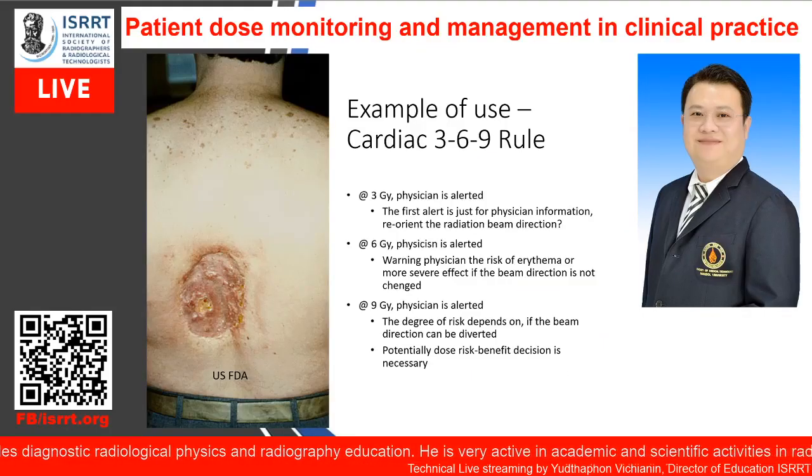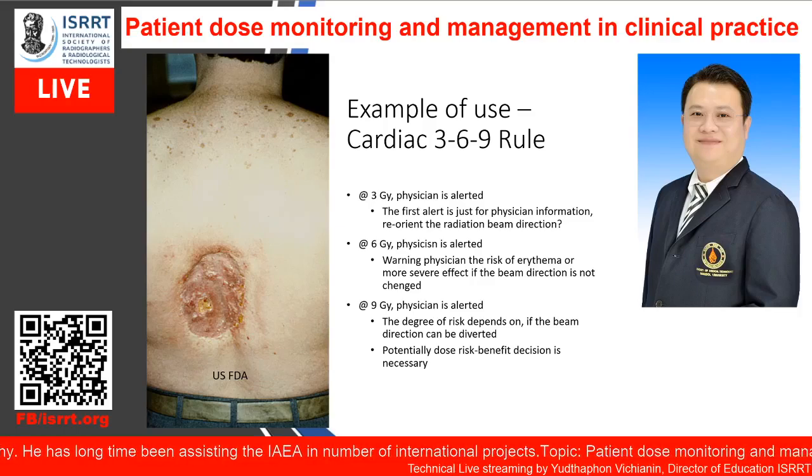In this case, for example in cardiology, in cardiac intervention, in the cardiac catheterization lab, cardiologists normally have this 369 rule. What does the 369 rule mean? If you look at the photo on the left-hand side, we are not likely to see this in practice, because if the skin reaction is as bad as this, the dose would be up to 7, 8, 9 grays. That's way too much.